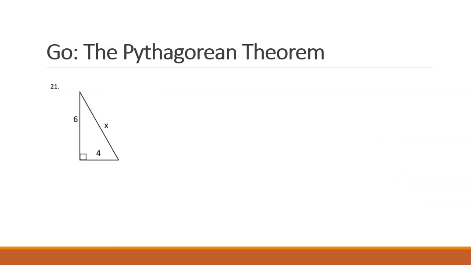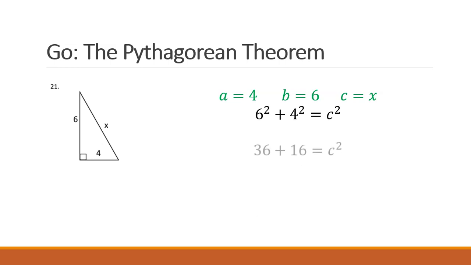Let's do an example. We know that the legs a and b are the shortest sides of a right triangle. In this case, the legs are 6 and 4 units long, and the hypotenuse is x. Remember that it doesn't matter which leg is a or b. Now that we have the values for a, b, and c, we can substitute those values into the Pythagorean theorem and solve for c. First, we will simplify the left side of the equation.